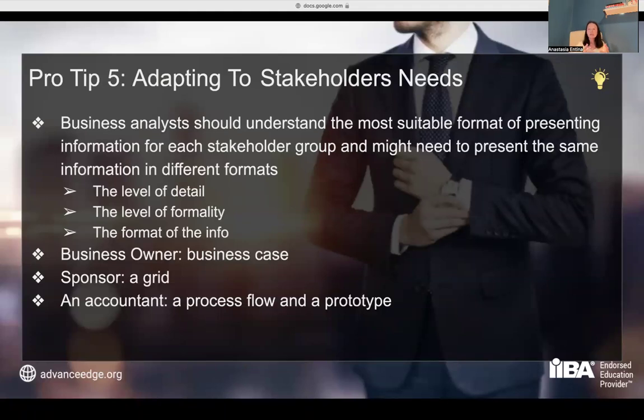If you are presenting those options to the end users, you should think about the same strategy options from a different perspective and present them using a different format, probably mockups or flow diagrams or something else, right? If you are talking to a sponsor, the person who is paying for the whole initiative, they will probably need the grid with all the risks and costs and so on.